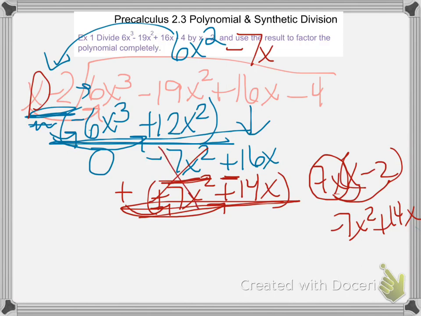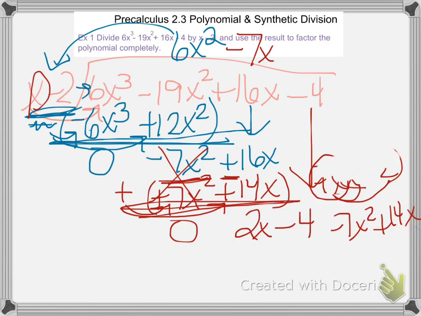This goes away because a negative 7x squared and a positive 7x squared gives us 0. And here we have 16x minus 14x, which is 2x. I have one more thing to bring down: minus 4. So now, I'm going to erase this so I can have room.